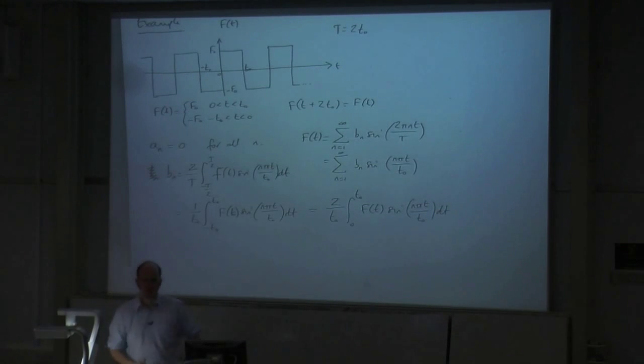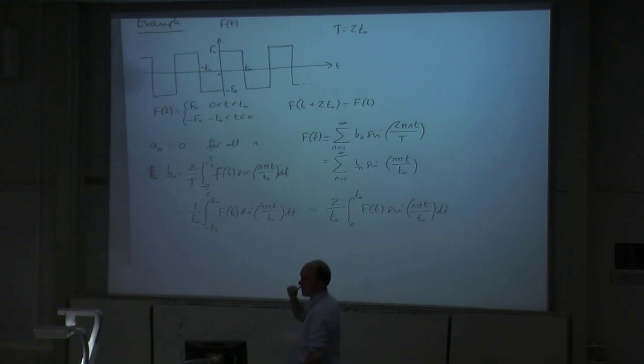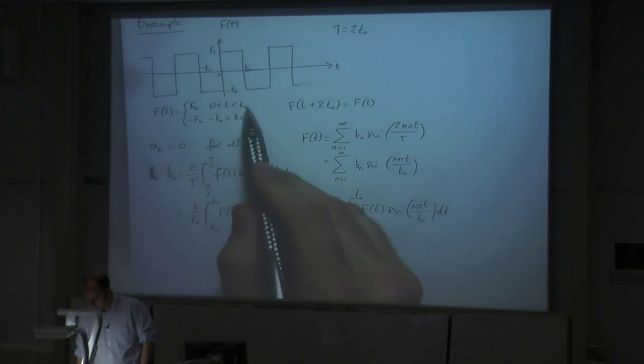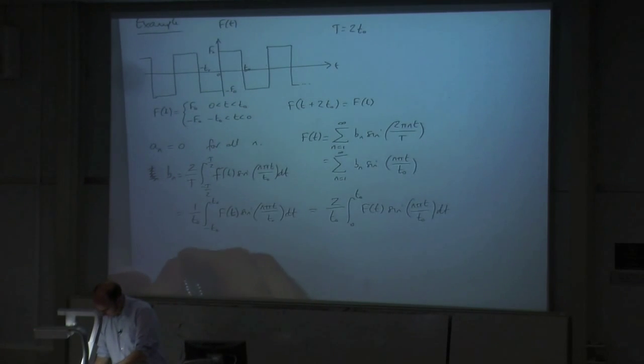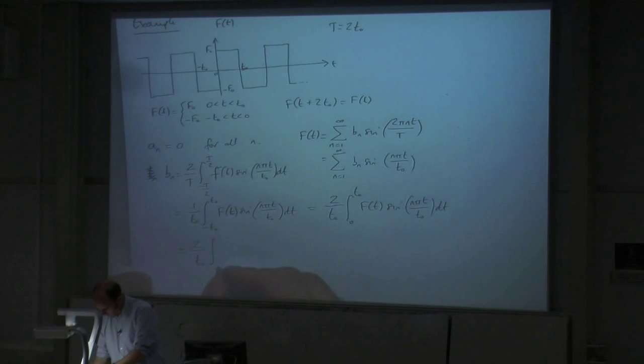So between 0 and t naught, what's the value of f of t? It's got a value of f naught, yeah? Between 0 and t naught, it's up there. Here. Between 0 and t naught, we've got a value of f naught, so we can stick that into the solution. So we have 2 over t naught, integral between 0 and t naught of f0 sine of n pi t upon t naught dt.